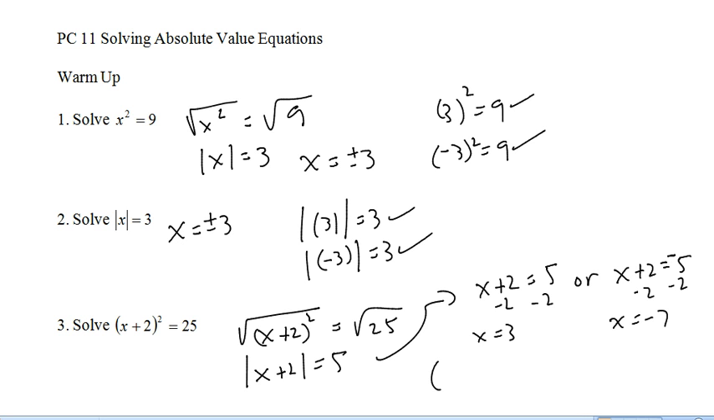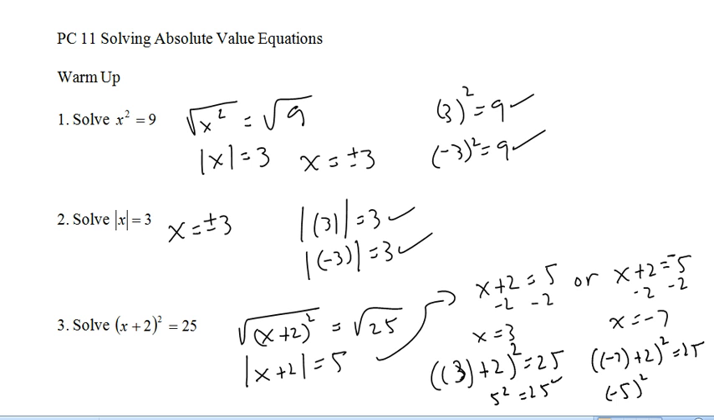Quick check those. Oops. That's not negative. It's a positive 3 plus 2 squared equals 25. That gives us 5 squared equals 25, which is right. And negative 7 plus 2 squared equals 25. That gives us negative 5 squared equals 25. Also true.